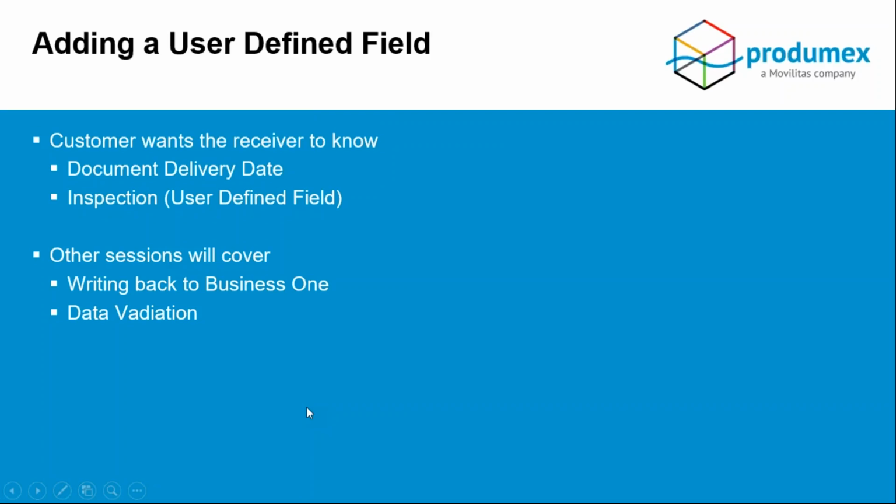So today we're going to be covering adding user-defined fields into the mobile device. We have a customer that wants a receiver to know the document delivery date of a purchase order and whether or not they should be inspecting that order. In other sessions, we'll cover how to write data back to Business One and how to validate data. But for right now, I'm just going to show you how we're going to get these user-defined fields onto the handheld device.